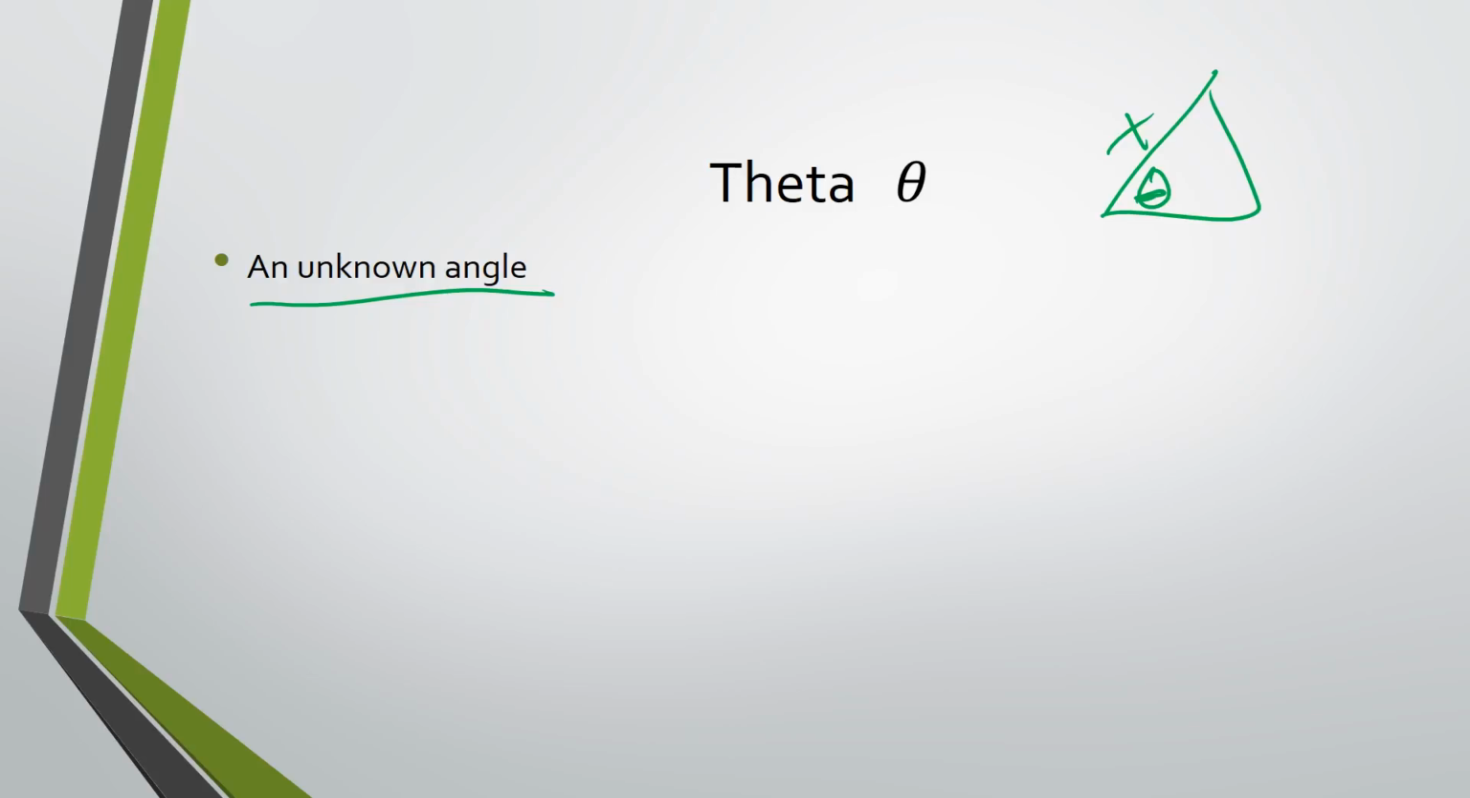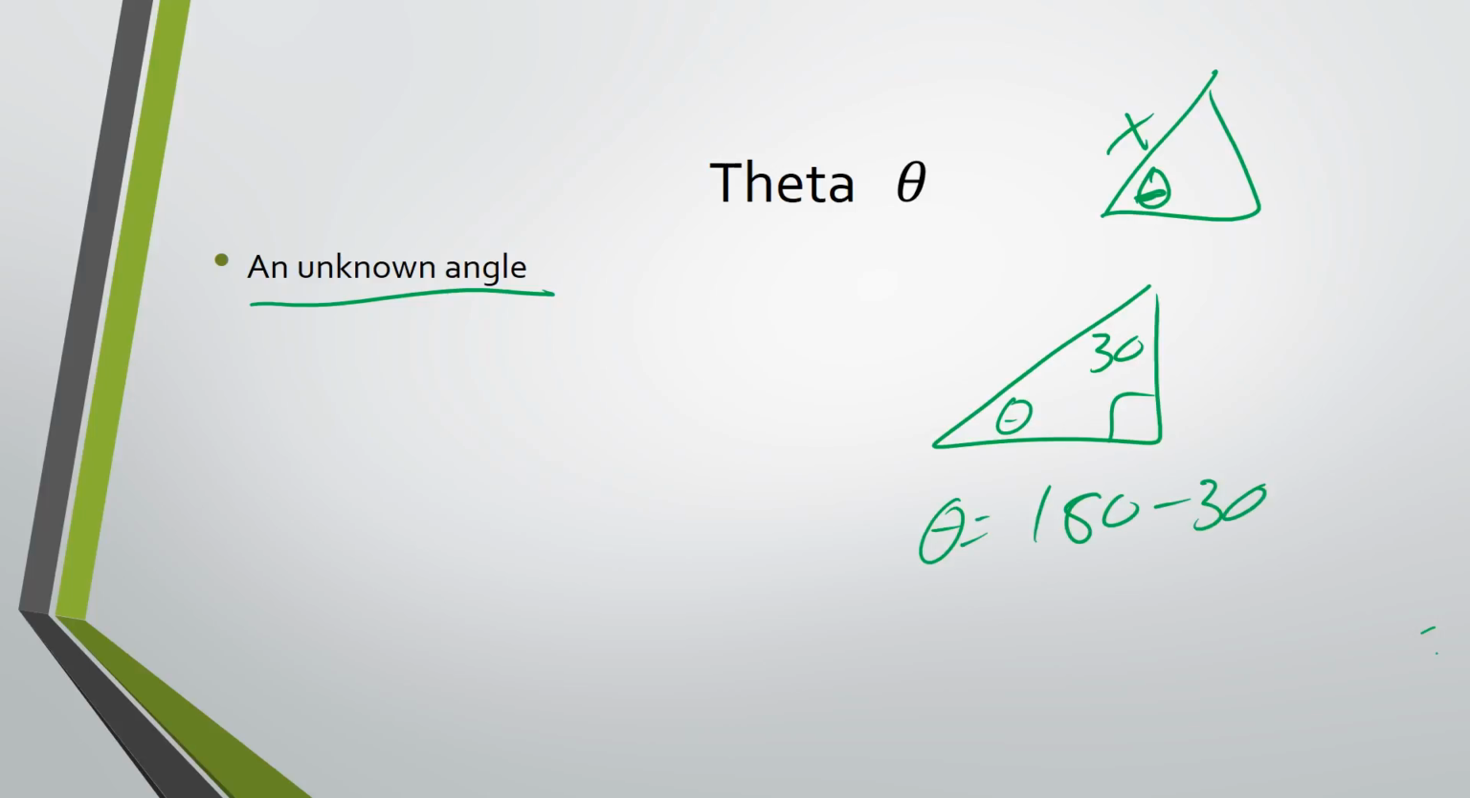The next bit that we will know, so for instance, if I had a right triangle, and I have this angle 30, I'd have theta, and say, alright, so what would be theta? So you would be able to figure out, theta would be equal to 180 minus 30 minus 90, since that is a right angle, which is 90 degrees. So theta is just another variable, and it's used to denote angles.